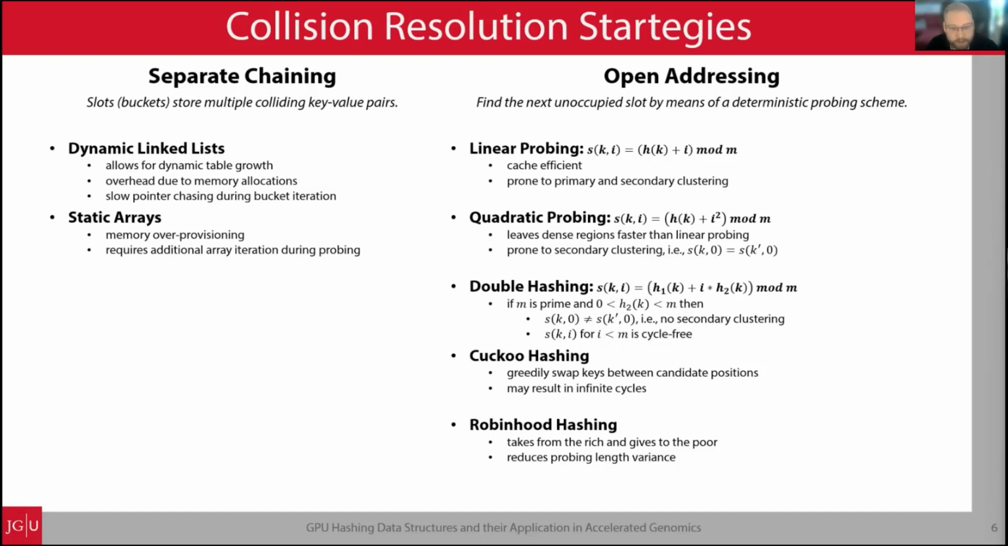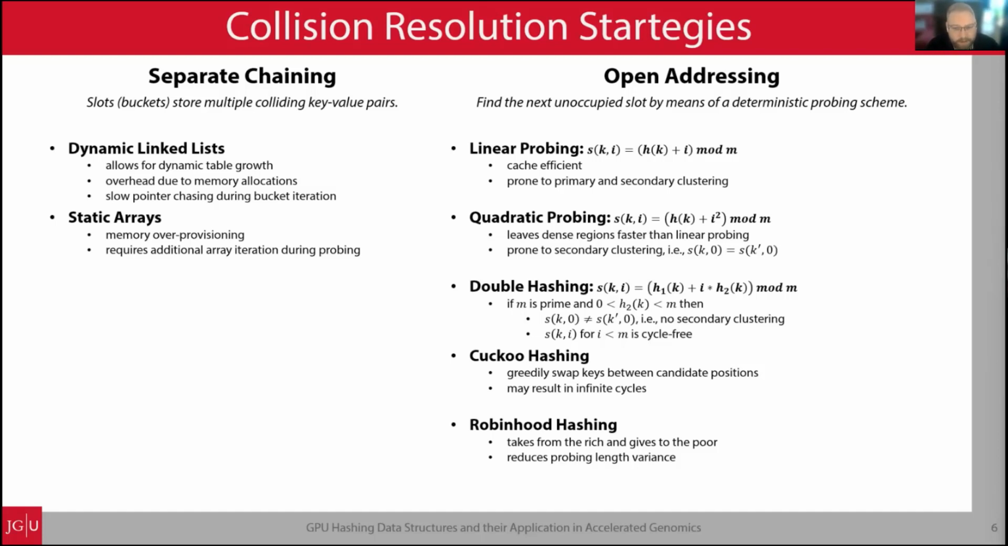Then as a third option, we have double hashing, also often denoted as chaotic probing. As the name indicates, it's the most cache inefficient scheme because we're simply, seemingly randomly, jumping inside the hash table, but it shows none of the before mentioned clustering effects. So we have a very uniform table occupancy.